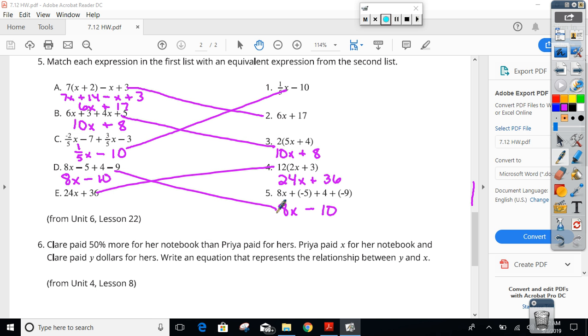So if Priya paid X for hers, Claire paid at least X, plus she paid 50% more than X. So I could take 50% of X and add it on to X, and that would give me the total amount that Claire paid. So if I add 1X plus 0.50X, I get 1.5X, so Y equals 1.5X. So she paid 1.5 times as much as Priya. Okay, questions about that?